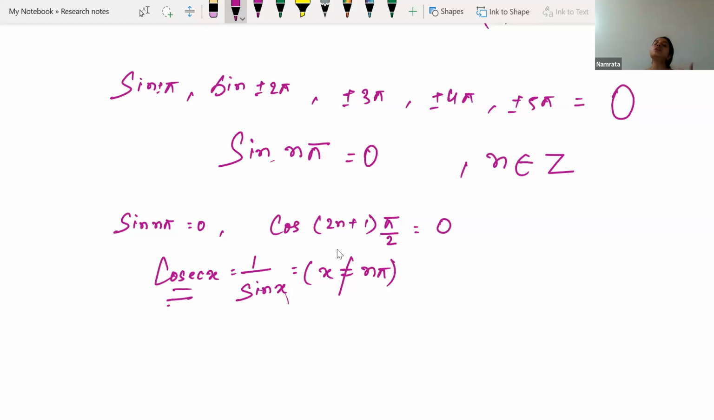Yes, ma'am. Similarly, we can think about tan x, sec x, cot x. Tan x is equal to sine by cos, so wherever cos is zero, we will exclude it, because at that point our function will be undefined. Similarly for sec x, 1 by cos x, wherever cos x is zero we will avoid those x values; then and only then sec x will be defined. We will discuss that when we discuss the domain and ranges of the functions. Keep in mind that cos x is not defined for odd multiples of pi by 2, and cosec x is not defined for n pi, where n can be any integer. Okay?